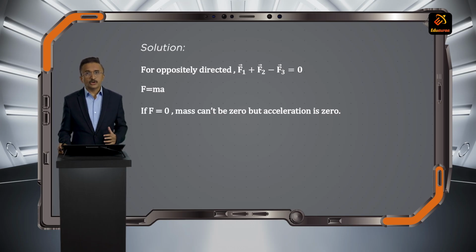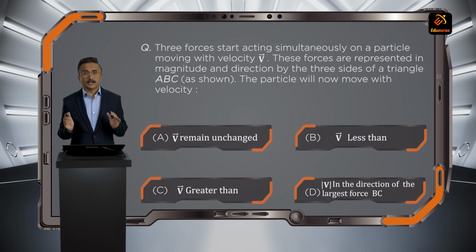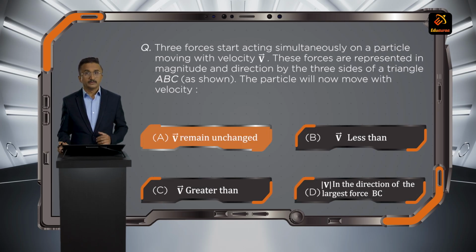And what is the definition of acceleration? It is the rate of change of velocity. And as the acceleration is 0, we can say there is no change in the velocity. So the velocity remains unchanged. So the correct option is option A, the velocity remaining unchanged.